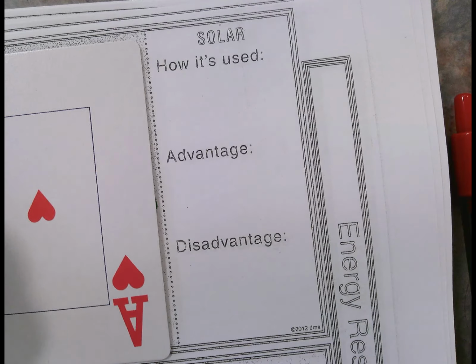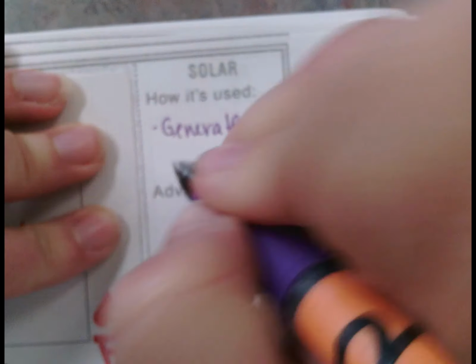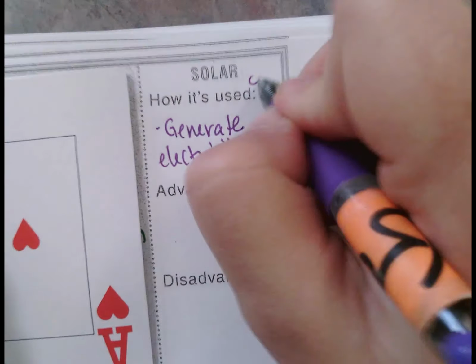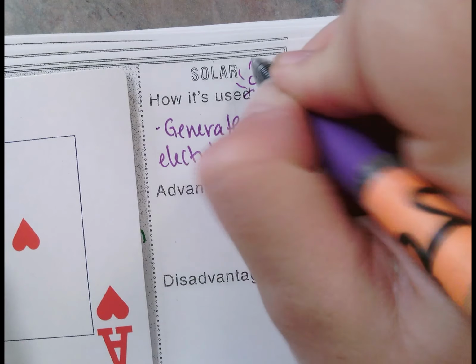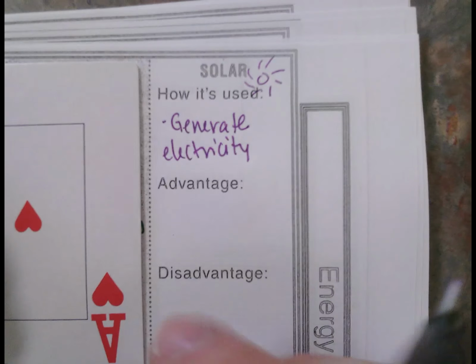Next one is solar. You should figure out how to use this. It's used to generate electricity. Okay. Good. The sun. Draw a little sun. Art class in Miss Penny today. There's our little sunshine. It's used to generate electricity by solar panels, and you can do that.